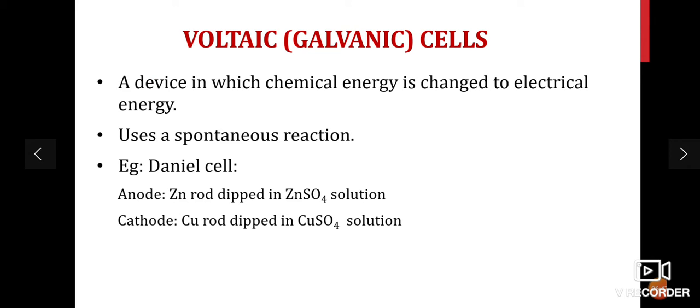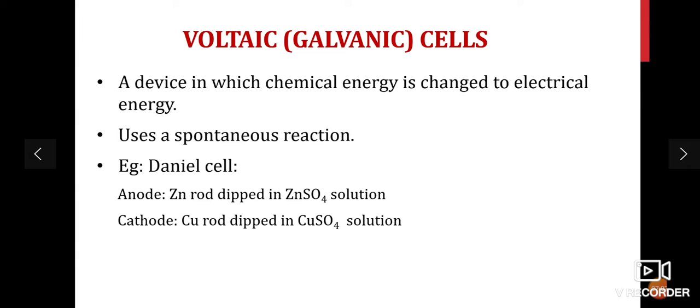And coming to the voltaic cell. So I told you what a voltaic cell is. It is a device in which chemical energy is converted into electrical energy, which uses a spontaneous reaction. The best example of a voltaic cell is the Daniell cell.